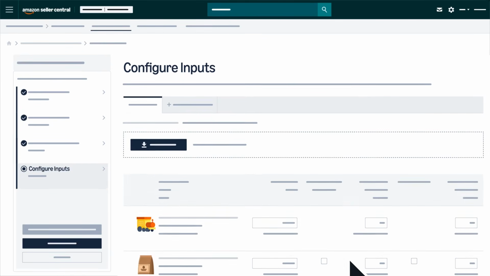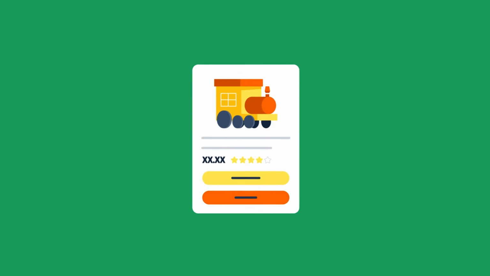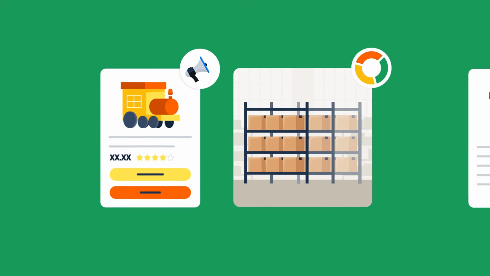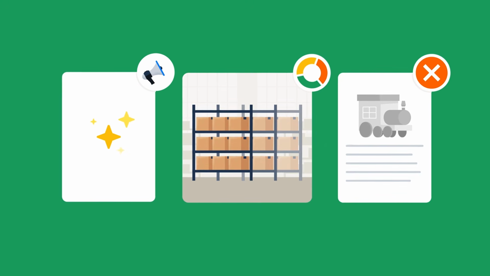For example, you could select products with high storage fees and evaluate options like running promotions, adjusting inventory levels, or requesting removals to understand which action might be most beneficial.